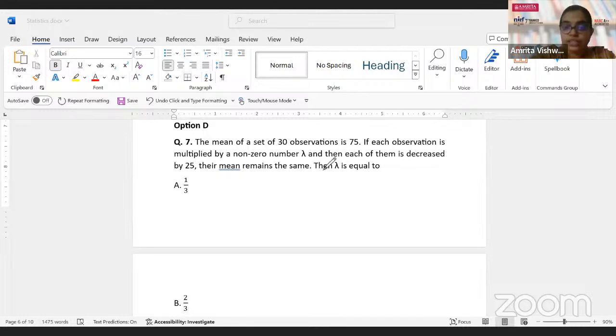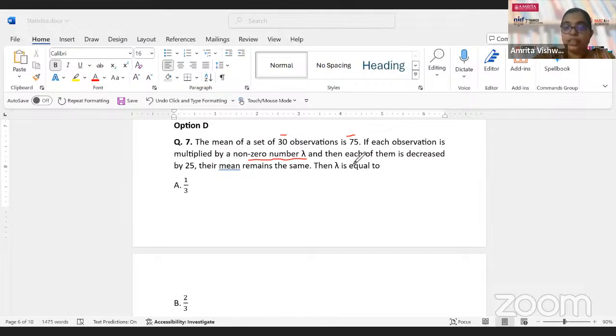The mean of a set of 30 observations is 75. You have n, it is 30 observations. The mean value also you have, that is 75. You can find the total here. There is something that is being done, that is each observation is multiplied by a non-zero number lambda. So if I'm having 30 observations, let's say 1, 2, 3, up to 30, for each observation I'm multiplying it with lambda. So it will be x1 into lambda, x2 into lambda, x3 into lambda, up to x30 into lambda.